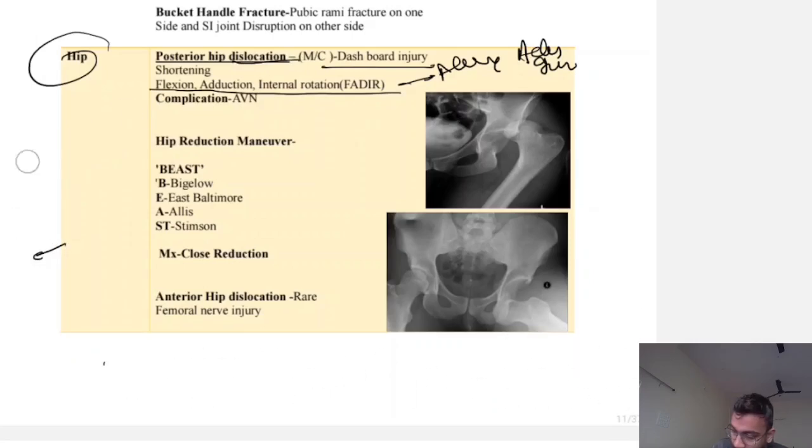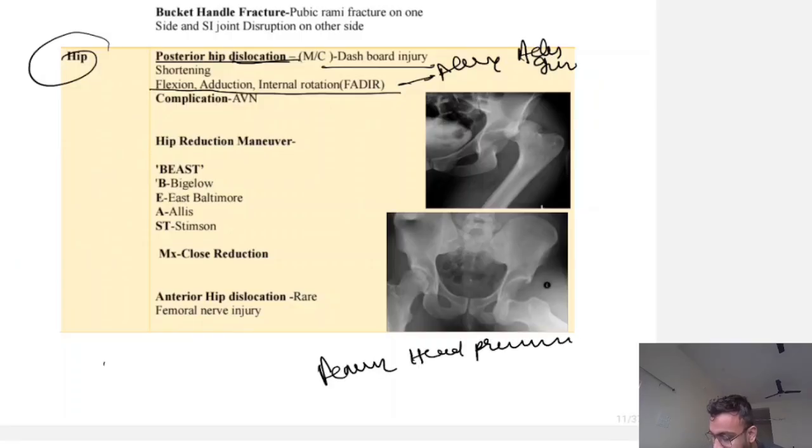Now this head goes posterior and the femur head blood supply is very precarious. Every fracture or dislocation does not go to AVN. There are some places like scaphoid, which I have already explained to you, and the femur head that have precarious blood supply. So you have to be very careful if there is a fracture of the scaphoid or a posterior hip dislocation. It goes to avascular necrosis, AVN.